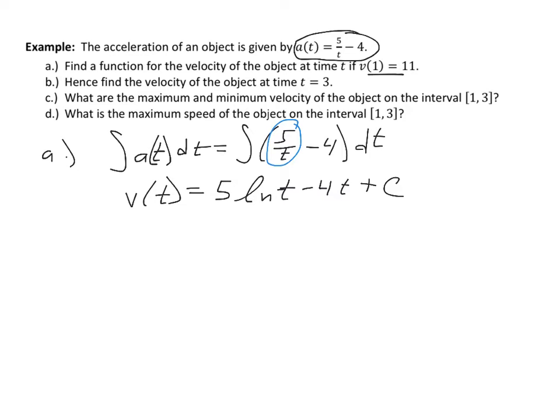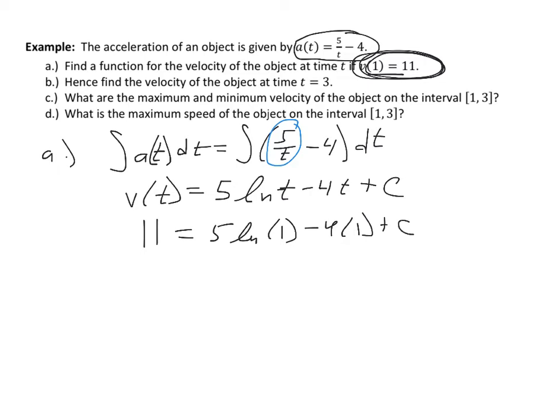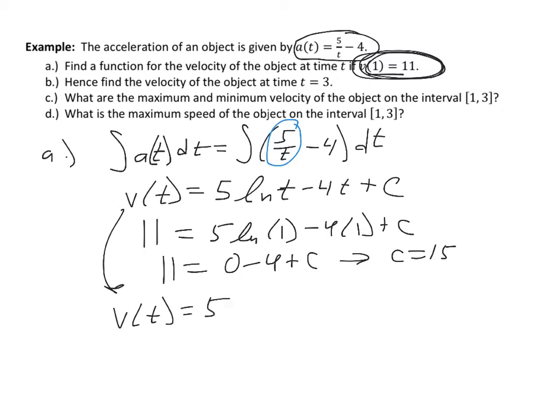The one other piece of information we were given is that v of 1 is 11. So I will get 11 when I plug in 1 for t. Well, the natural log of 1 is 0. So we have 11 equals 0 minus 4 plus c, and so we can see that c has to be 15. So at the end of part A, we've concluded that our velocity function has to be 5 natural log t minus 4t plus 15.